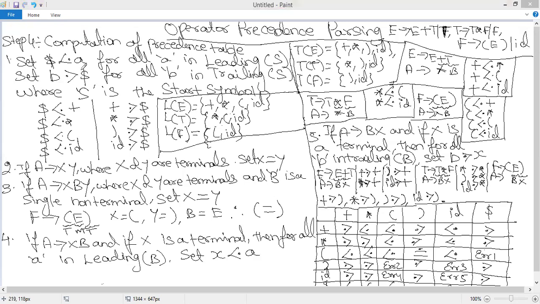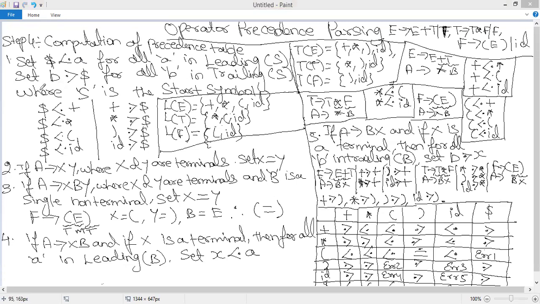Dollar has to be mentioned on the left hand side, and the precedence relation less than will be mentioned like this. A is nothing but the terminals present in leading of E. Leading of E contains plus, star, open parenthesis and ID. That should be mentioned like this: plus, star, open parenthesis, ID. So this is for set dollar less than A for all A in leading of S.